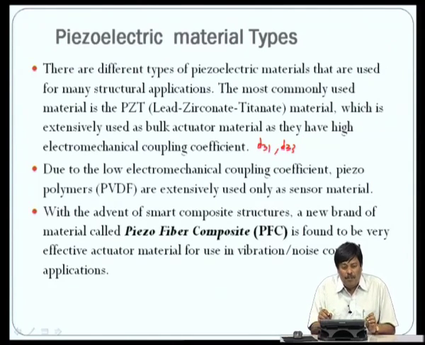The material which has very high D31 and D33, we call a very good actuator material. However, the polymer form of the piezoelectric material is called PVDF, polyvinylidene fluoride, which has a very low D31 and hence is extensively used as a sensor material. It cannot be used as an actuator material. We also talked about the other form of the piezo material, the piezo fiber composites. It is used extensively as an actuator material because it can be embedded into a composite structure, and it is found very useful for vibration and noise control.